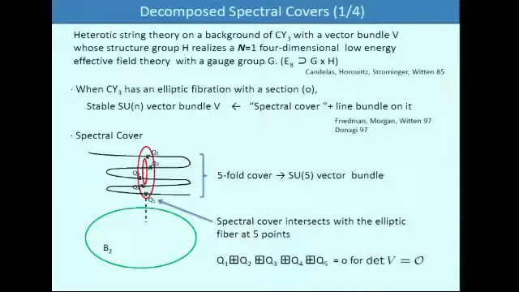We consider heterotic string theory on the background of a Calabi-Yau threefold with a vector bundle on it. Then we achieve an N=1 4-dimensional supersymmetric field theory with some gauge group G, which is a commutant of E8. And if we further require that this Calabi-Yau threefold has an elliptic fibration, then we have a nice construction of a stable SU(N) vector bundle using the spectral cover formalism.